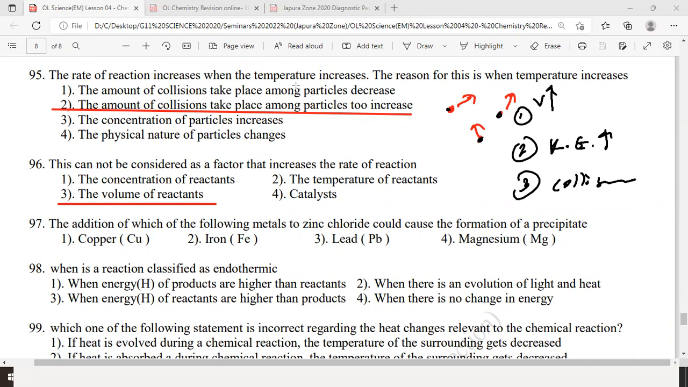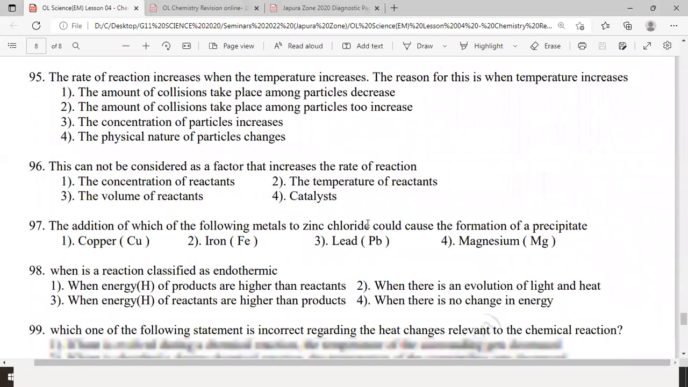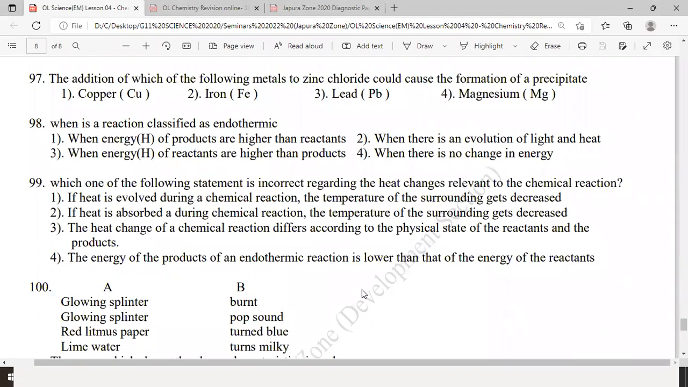Question number 97. That's a good question. Can you quickly reply on chat with the answer? Again, you need the activity series from grade 10. Question number 97. Quickly, you can reply the answer on chat. Who can get the answer before me?